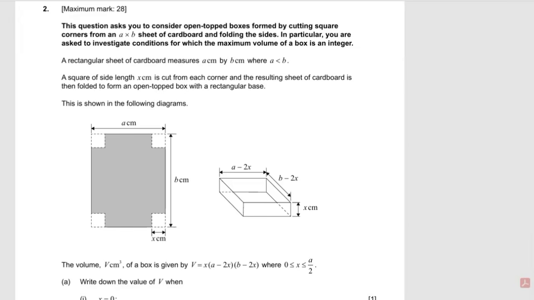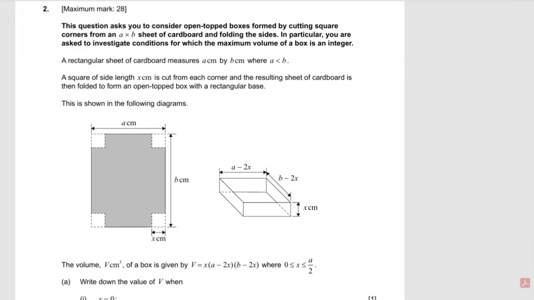Question 2. Maximum mark 28. This question asks you to consider open-topped boxes formed by cutting square corners from an A by B sheet of cardboard and folding the sides. In particular, you were asked to investigate conditions for which the maximum volume of the box is an integer.